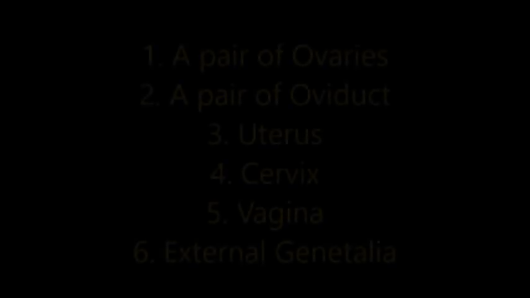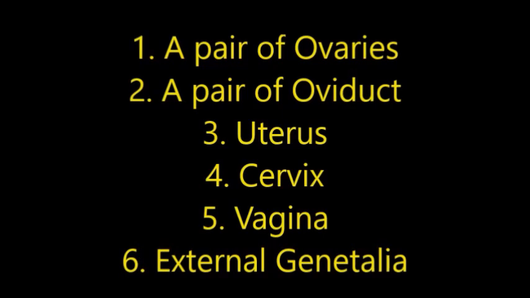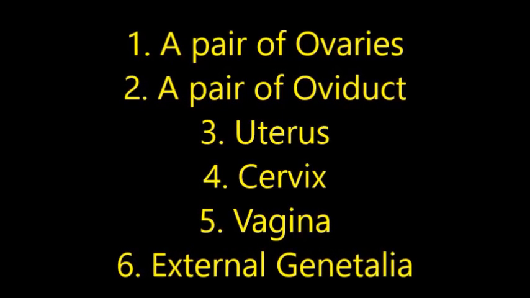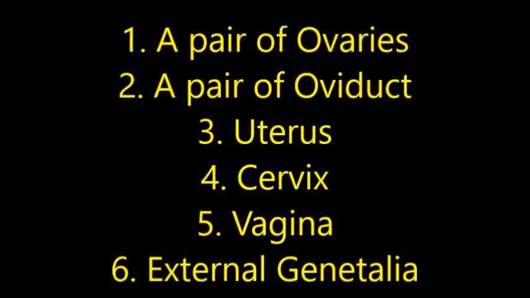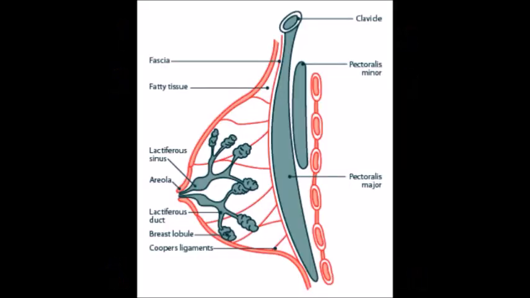Now, let's discuss the female reproductive system. The female reproductive system consists of a pair of ovaries along with a pair of oviducts, which we call fallopian tubes, uterus, cervix, vagina, and the external genitalia that is located in the pelvic region. These parts of the system, along with a pair of mammary glands, are integrated structurally and functionally to support the processes of ovulation, fertilization, pregnancy, birth, and child care.